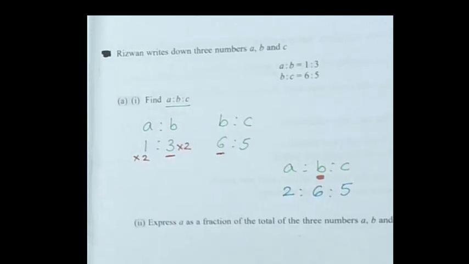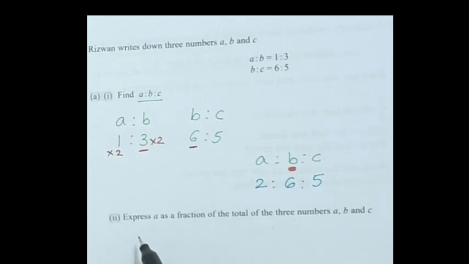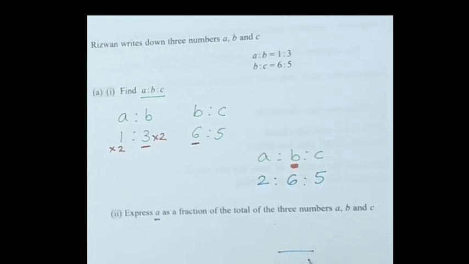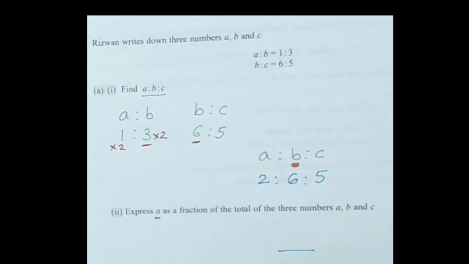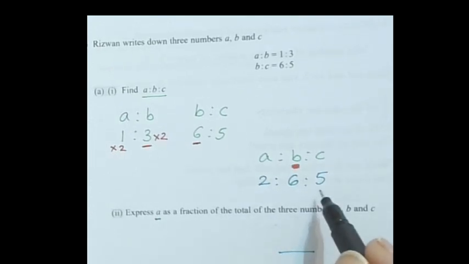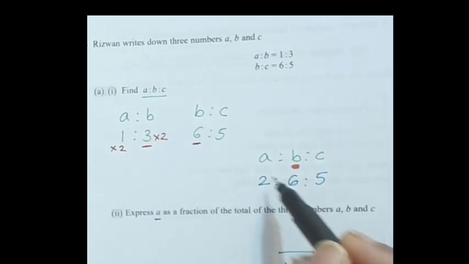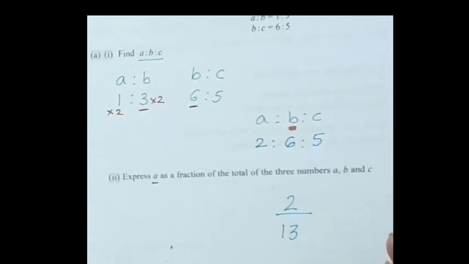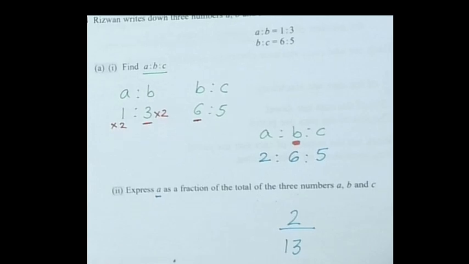Okay, and now they have an extension question. Express A as a fraction of the total of the 3 numbers A, B and C. So you need to write in fraction, and you know when you want to write in fraction, you have numerator and you have denominator. Denominator is always total. So you're going to total this: 13. So this is your denominator. And they want A. So how many are A? 2. So your fraction will be 2/13. So this way you are going to combine the ratio.